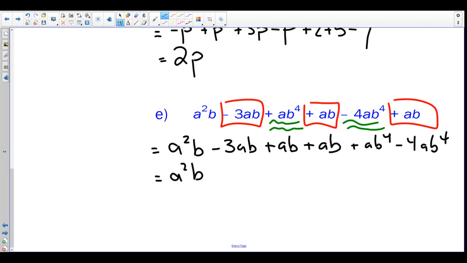But the ab's, we put them together, and we're going to get minus ab. And then that takes care of the next three terms. And we're off to the ab's to the exponent 4. We've got one of them, and we're subtracting 4. So that's minus 3ab to the exponent 4. And just like that, we have our polynomial written in its most simplified form.